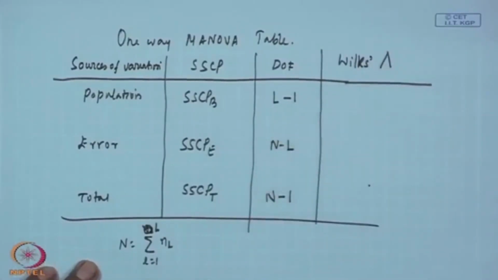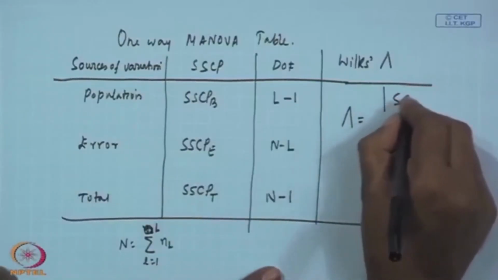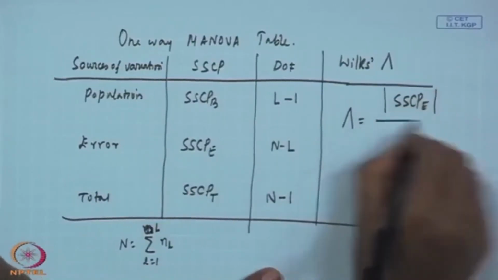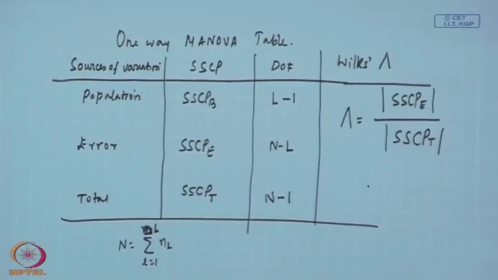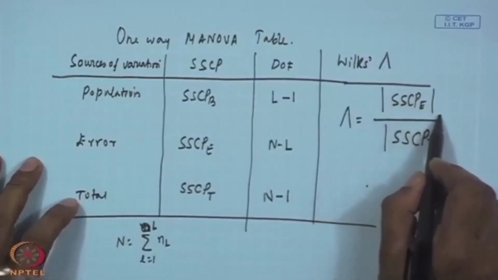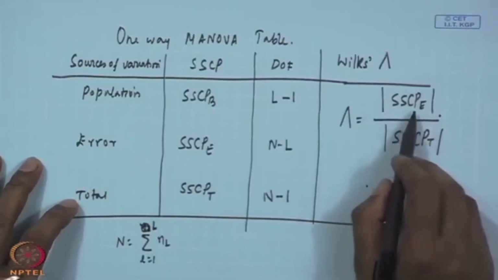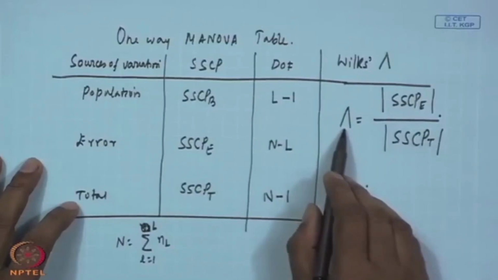Wilks lambda, this is basically a ratio. This Wilks lambda ratio will be computed, where Wilks lambda is the determinant of SSCP error by the determinant of SSCP total. And what we want is that the SSCP error determinant must be as low as possible compared to the total. So, this quantity will be as low as possible.